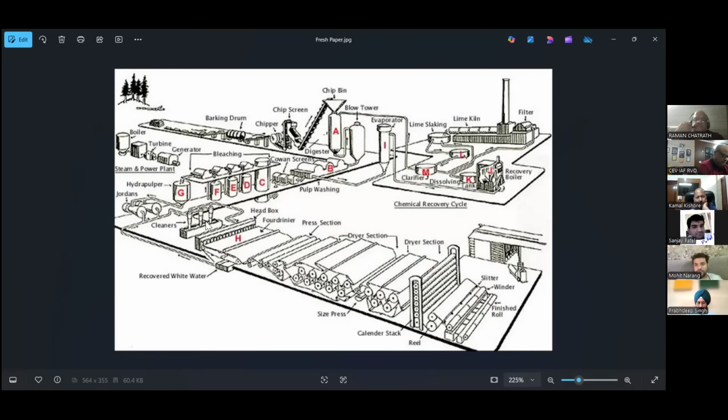If you are looking at a recycled paper mill, okay, a recycled paper mill starts from the head box. So whatever wastage is collected goes to the pulping section. From the pulp section, further clarification and so on, from the head box up to the pope reels. Yeah. Any doubt? Any question?